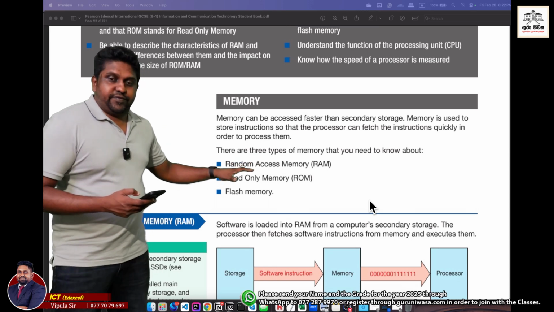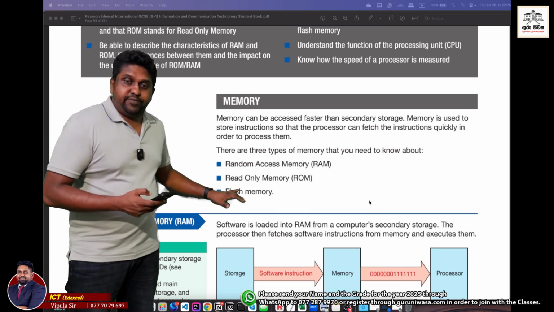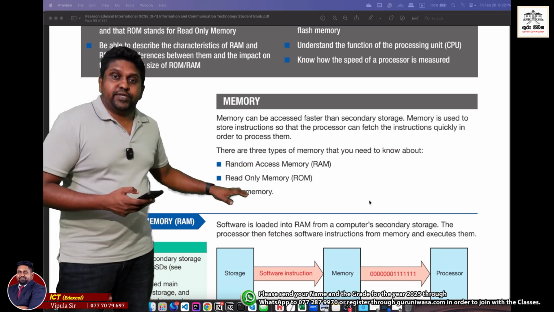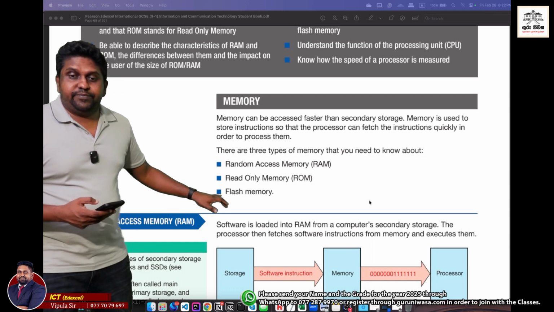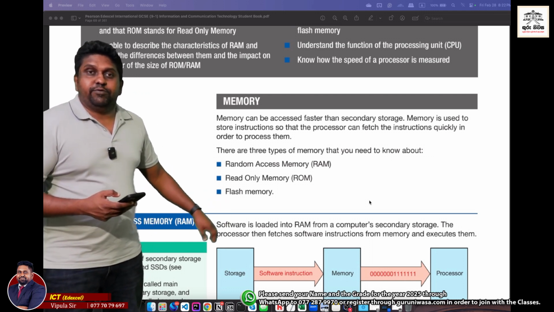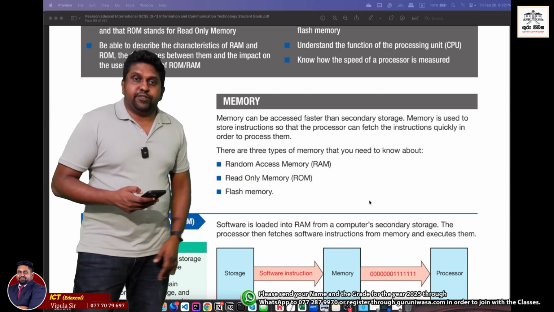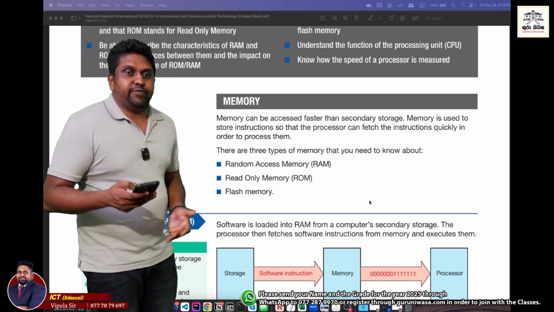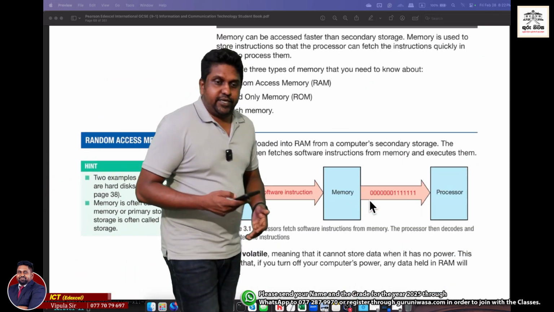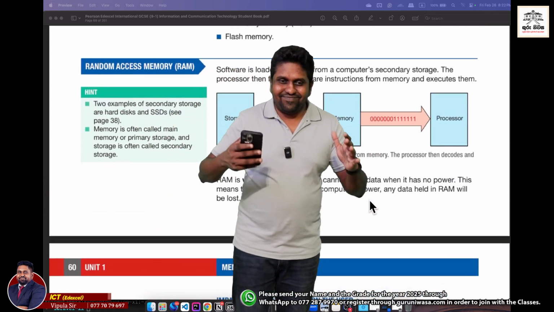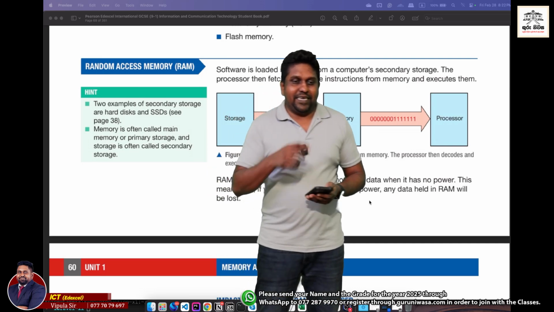We'll go through this one by one and see what it is. So the first one is random access memory, the second one is ROM, read only memory, and we have another type known as flash memory. Okay, so let's jump in and see what these types of memories are and try to see the big picture.